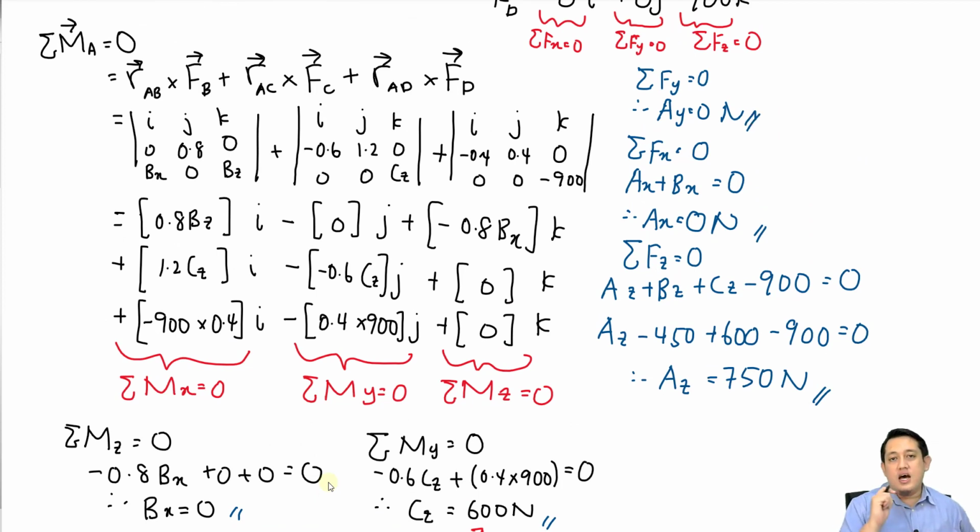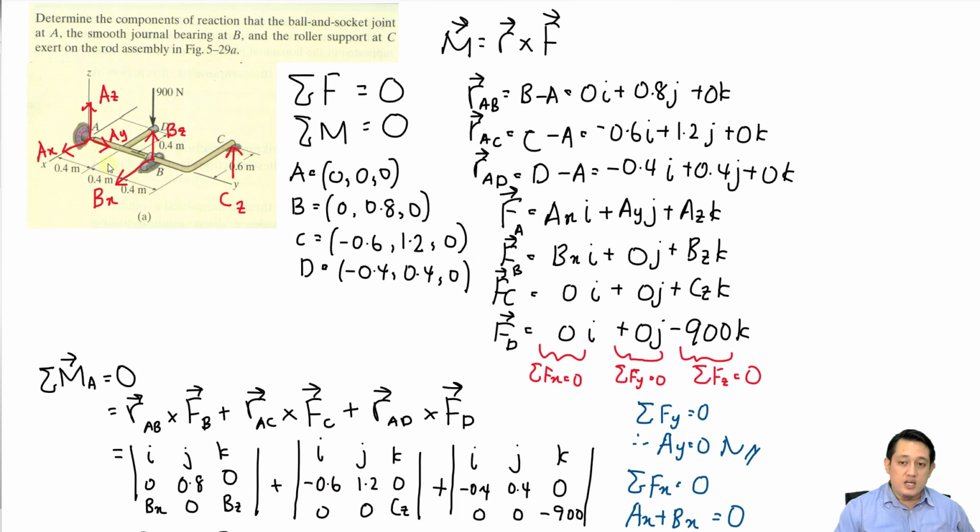So this is how we can use moment in 3D to determine the value of the reaction. Please make sure you know what the reaction is in situations where we have ball and socket, single journal bearing, roller or anything. No need for you to remember. You just need to ask yourself whether it can move or not. If it cannot move in a specific direction, then we will have a reaction force. If it can move, then we don't have a reaction force. That's it, as simple as that.